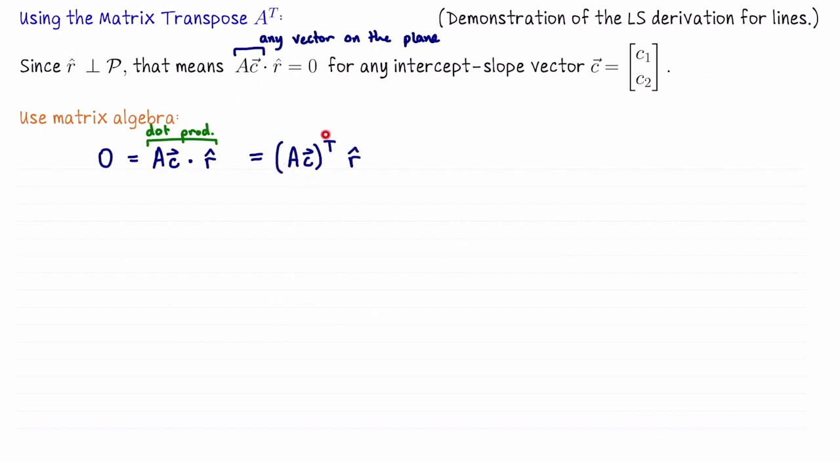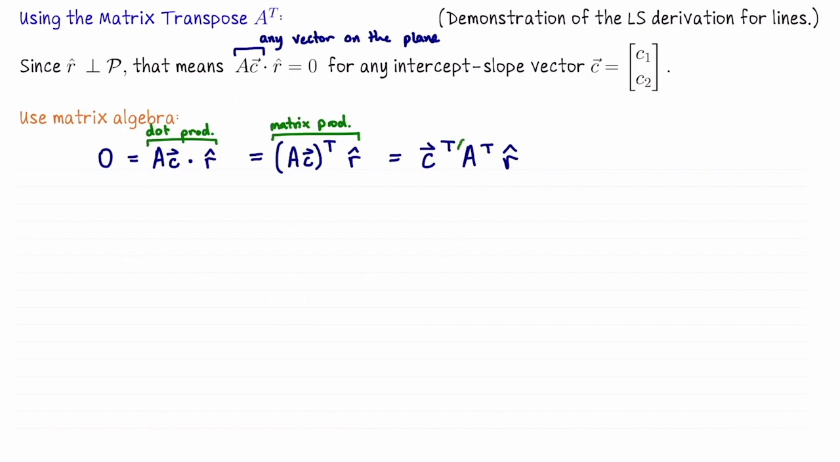AC was a column, so AC transpose is a row. R is a column, so when you do this matrix product, you get a row times a column, and it gives you the sum of the same pairwise products. But we mentioned a property of matrix transpose, which said that the transpose of a product is the product of the transposes, but in reverse order. So this is going to be the vector C transpose times the matrix A transpose times R. That's all a matrix product.